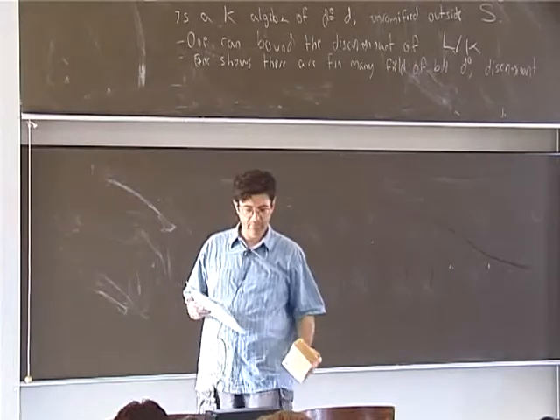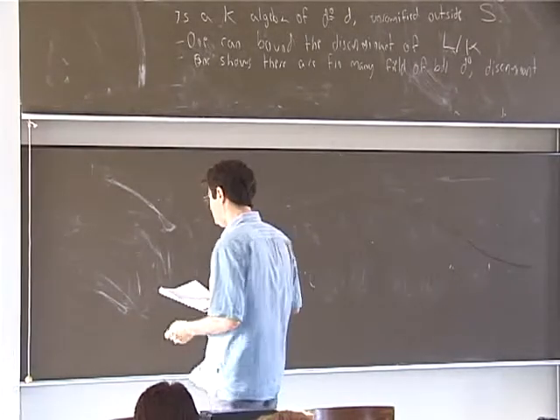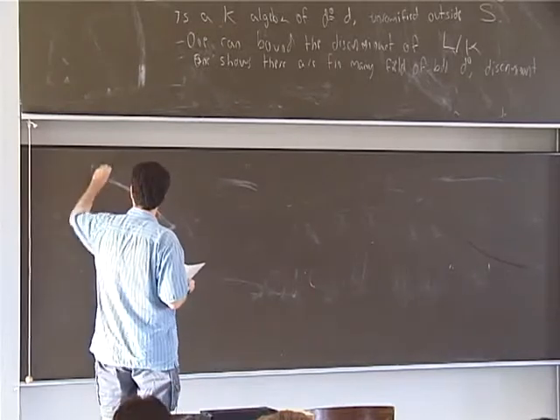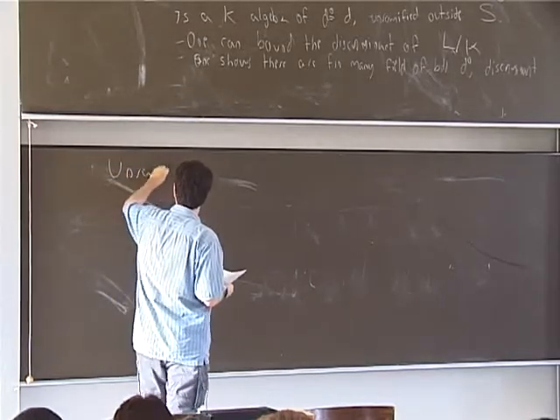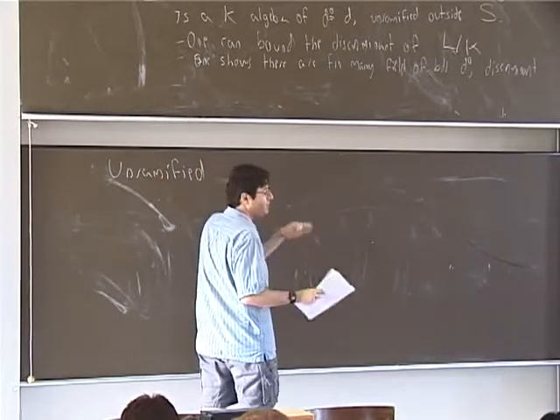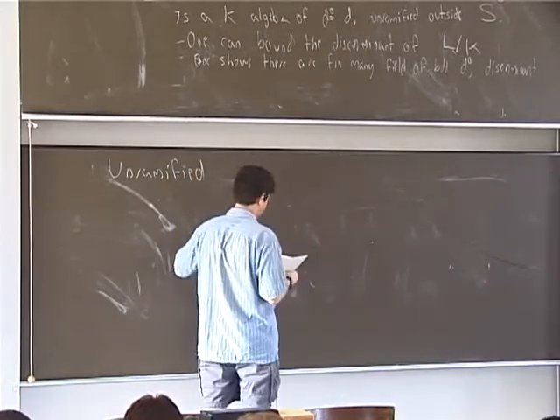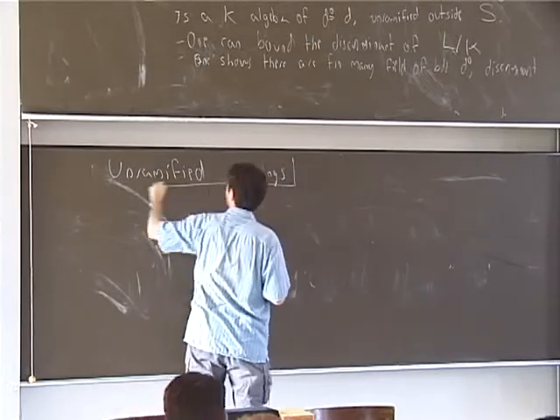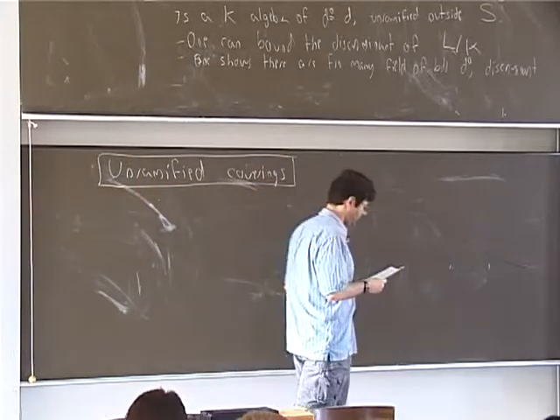So in the time remaining, I want to say a very useful fact, actually relatively elementary, about unramified coverings and the relation of the behavior of rational points between curves that are related by an unramified map. So I want to talk about unramified coverings and their arithmetic applications.